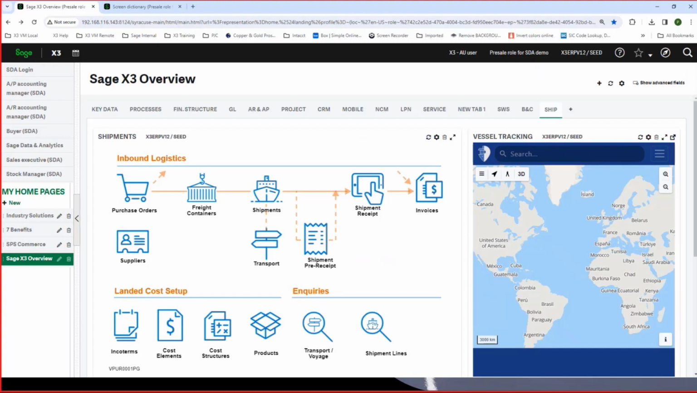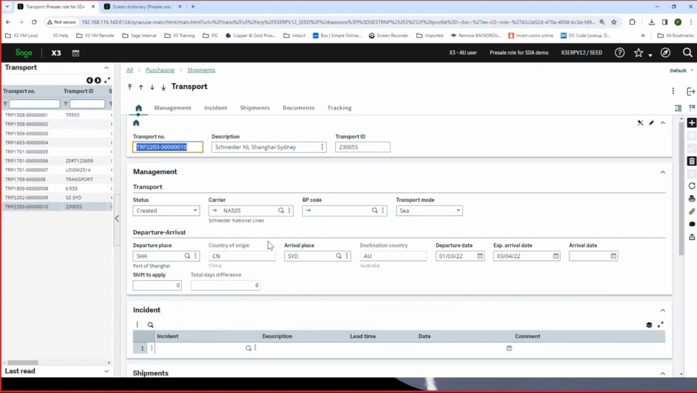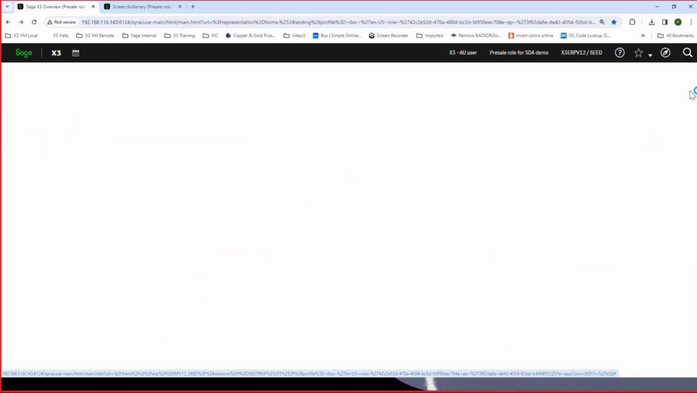There are two optional steps when I'm creating these shipments. One is the voyage or the transport. So in that transport, I'll be able to describe a particular voyage. That's my voyage number from Shanghai to Sydney. This is the freight forwarder that I'm using, Schneider National Lines. It's a transport mode, by sea, and the departure place and country. Same thing for the destination, and my expected departure date and expected arrival date. So I can store that ahead of time before I create my shipment.